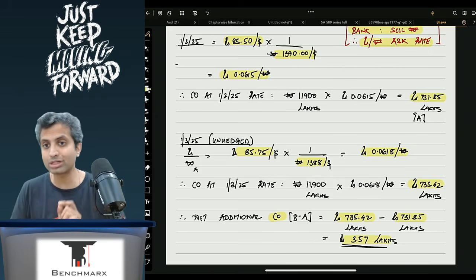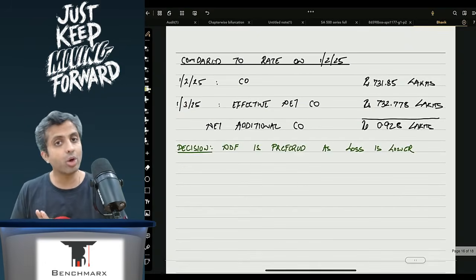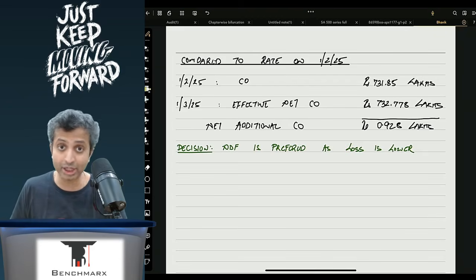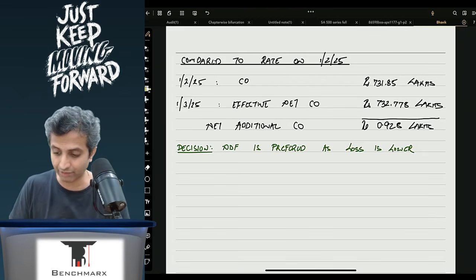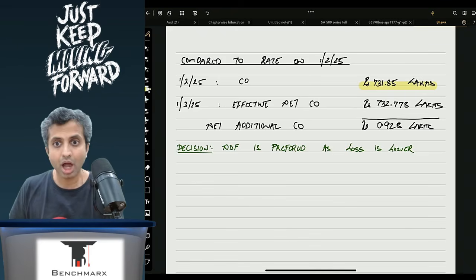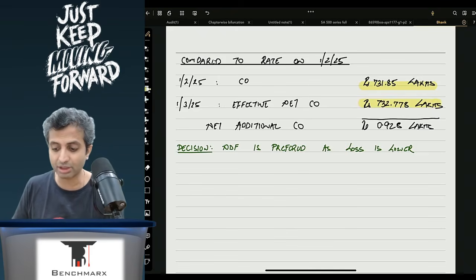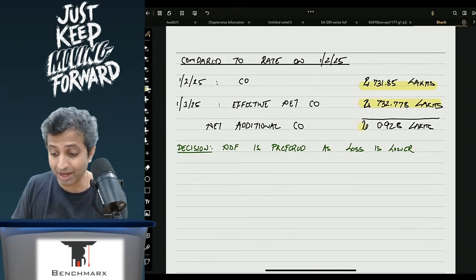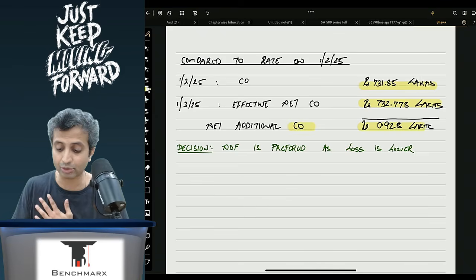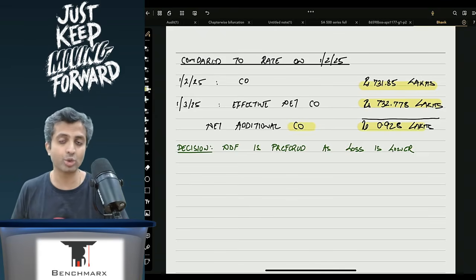But the question has told us to compare this with the rates on 1st February. So if the deal happened at the rates on 1st February, the payment would have been just 731.85. We have done this in the first part, 731.85. However, we are effectively paying 732. That is, you are paying 0.928 lakhs more. So there's still a loss. There's a net additional cash outflow. That is a loss of around 0.928 lakhs.